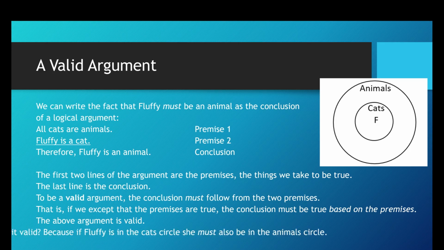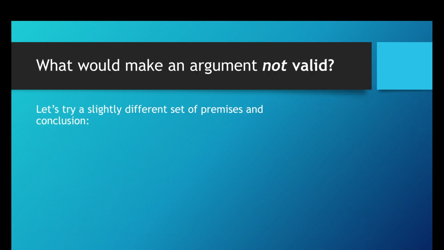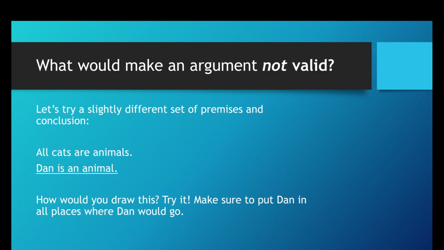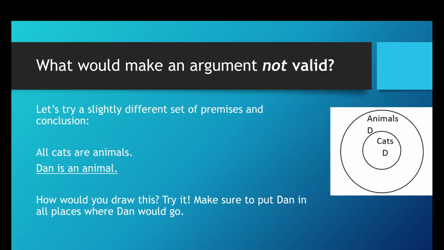Let's try another one and see what you think. So this one is valid because if Fluffy is in the cat circle, she has to be in the animal circle. So let's try a slightly different one. All cats are animals, same set of circles. Dan is an animal. How would you draw just this part? Now, we always draw the premises without the conclusion, and then we're going to see if the conclusion works. So pause the video for a second and see if you can draw this with Dan in all the places where Dan would go.